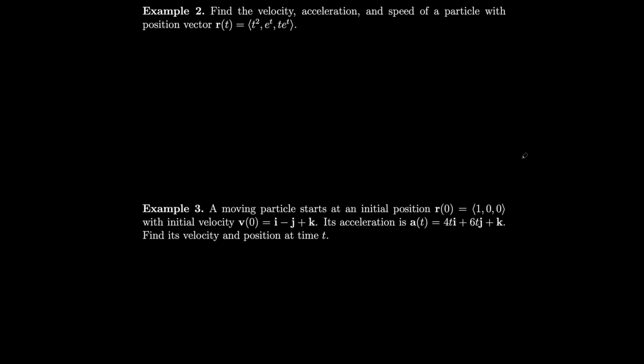Let's find the velocity, acceleration, and speed of a particle with position vector t squared, e to the t, t e to the t. So first, velocity. Pretty much the same as before, except that I just have an extra dimension, but not a big deal. We just do the power rule, and the derivative of e to the t is e to the t, and then for t e to the t, we have to use the product rule. Doing that, we should get 1 plus t, e to the t when we simplify.